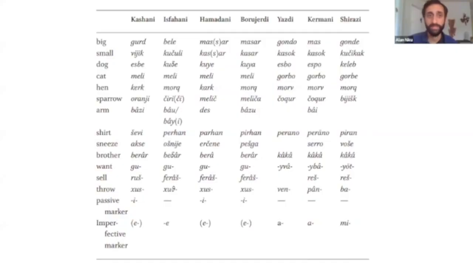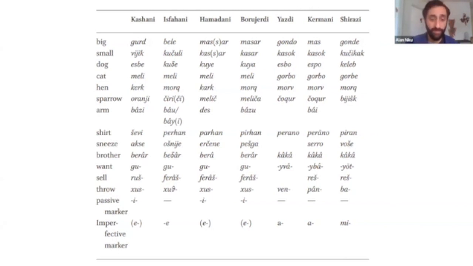Just to get another sense of how different these languages can be, here's a list of, we're not going to look at all these, but here's just some vocabulary. And if you take any of these lines and go from left to right, you can see how different they are. So we can look at the word for dog. You have things like esbe, kuze, kuye, kuya, esbo, espo, and keleb. These are all pretty different.